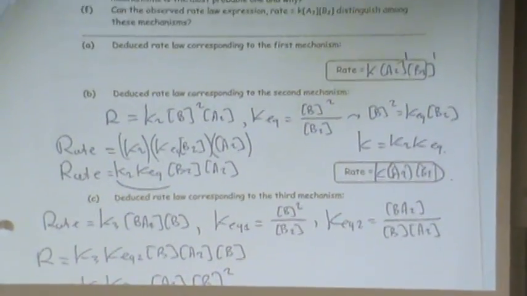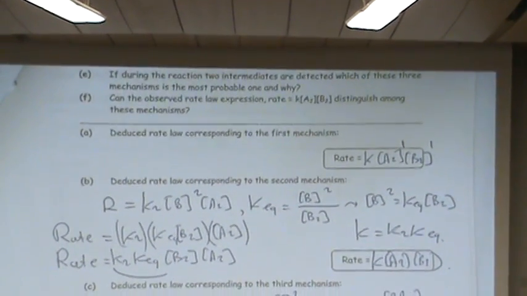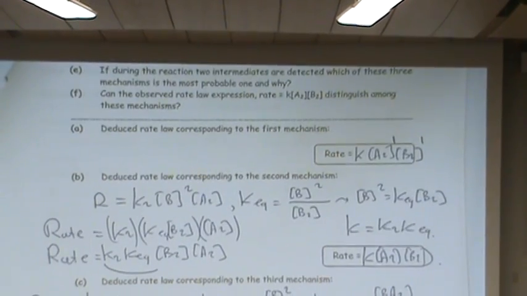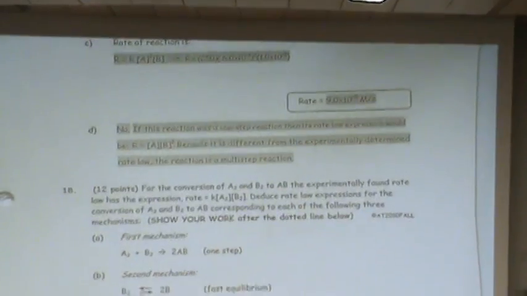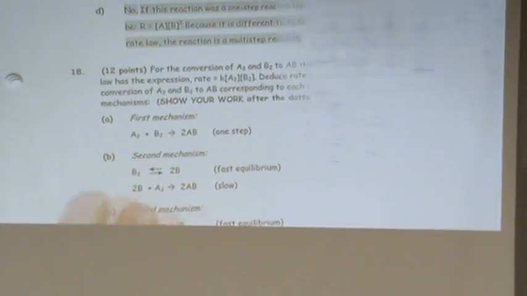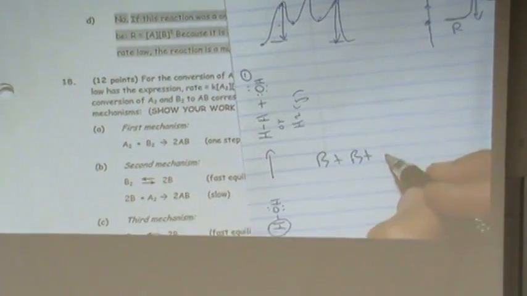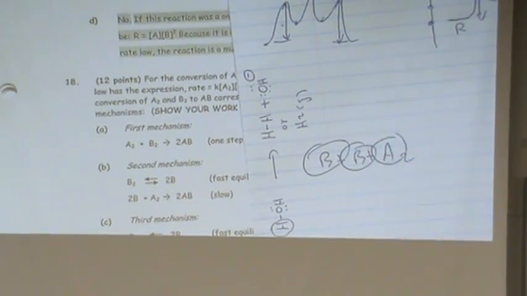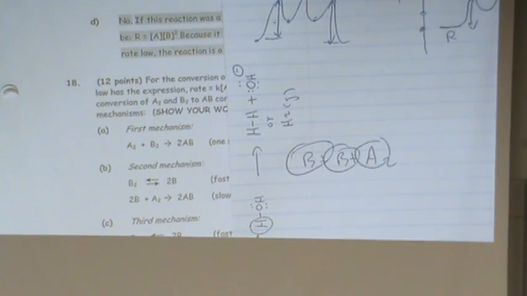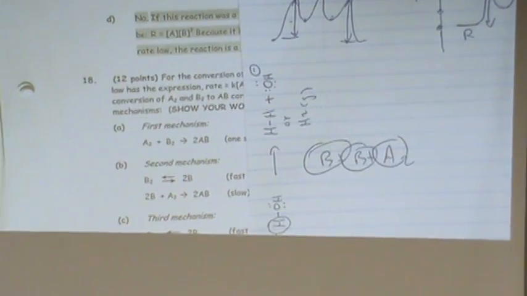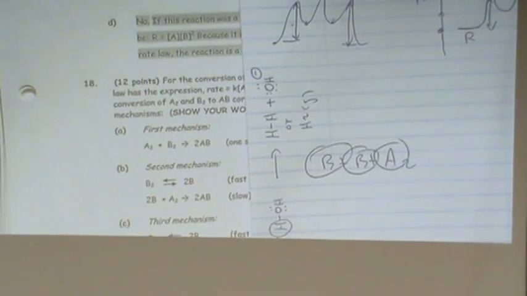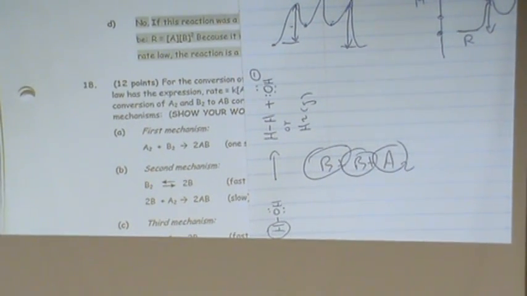Yes? For the least probable, how do we know that the second mechanism involves 3 molecules colliding? When you see 2B plus A2, 2B is B plus B, and A2 is another molecule. So you have 1, 2, 3 molecules at the same time to collide. Because each step here is a single elementary step. That means molecularity 3. Molecularity 3 means 3 molecules at the same time colliding. That's pretty improbable. You can play pool to see if that can happen.